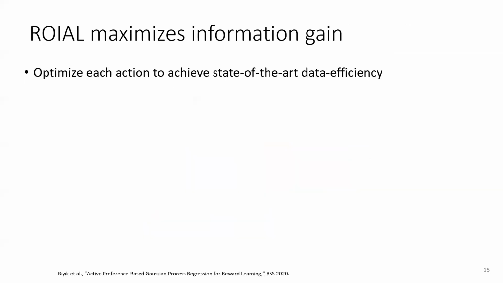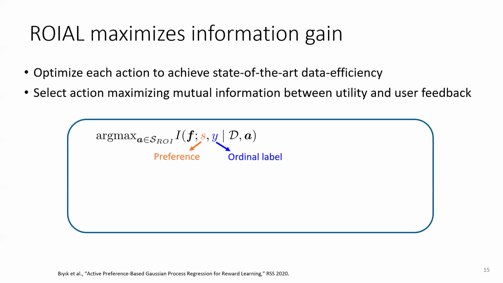Previous work has shown that a greedy approach, which only optimizes with respect to the next immediate action, achieves state-of-the-art data efficiency. Here, we adopt the same strategy. Specifically, we aim to find the action within the region of interest that maximizes the mutual information between the utility function and the preference and ordinal feedback. This would lead to the greatest uncertainty reduction in the utility given the feedback outcome.